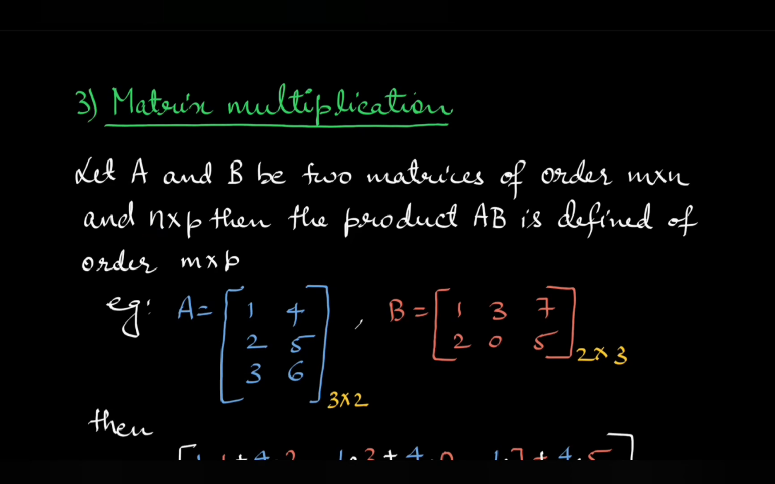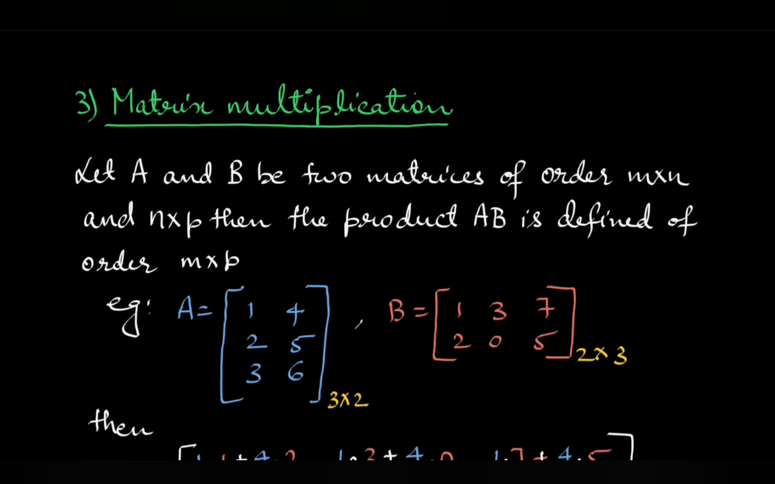For example, if we are having this matrix A, and this is the second matrix B. What is the order of A? 3 cross 2. What is the order of B? 2 cross 3. Is the number of columns in A equal to the number of rows in B? Yes, it is the same. So we will say that the matrix multiplication AB exists.